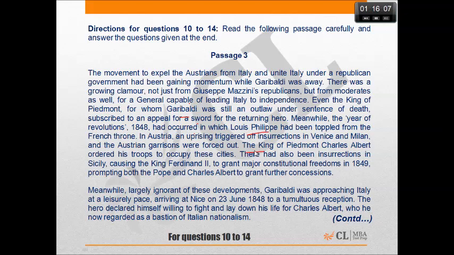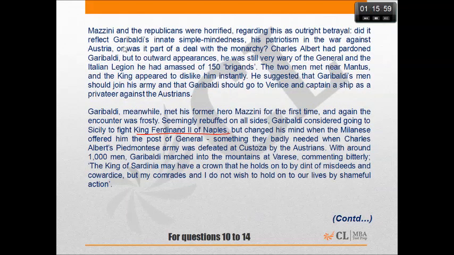King of Piedmont, Charles Albert. Okay, King Ferdinand II. I can't find Venice out here anywhere. I'm looking for the word Venice. Garibaldi suggested guys should join his army, go to Venice and captain a ship. Okay. Garibaldi considered going to Sicily, changed his mind. Around 1849, Garibaldi, mountain warfare.